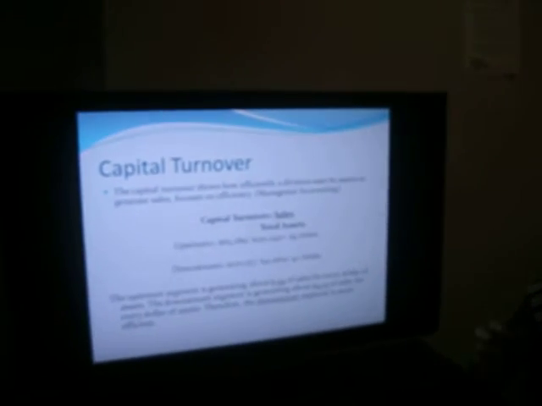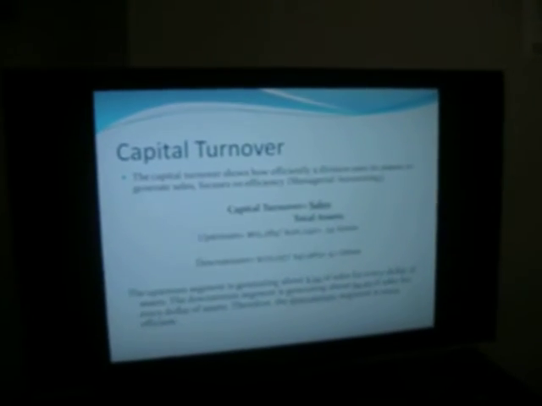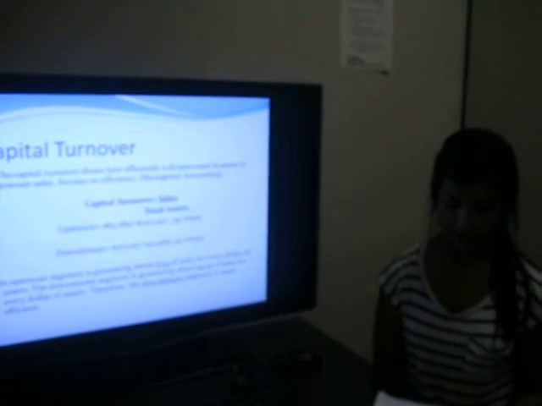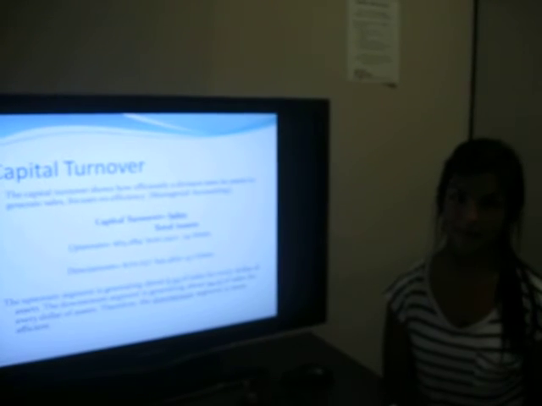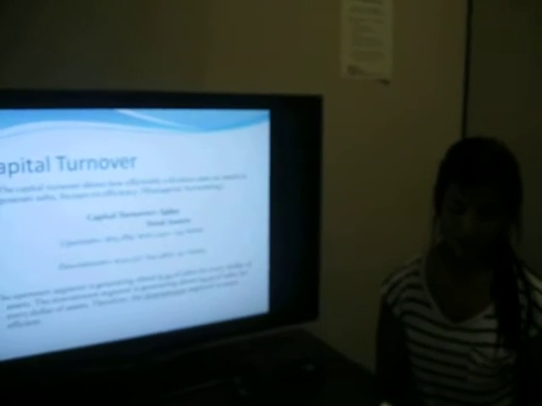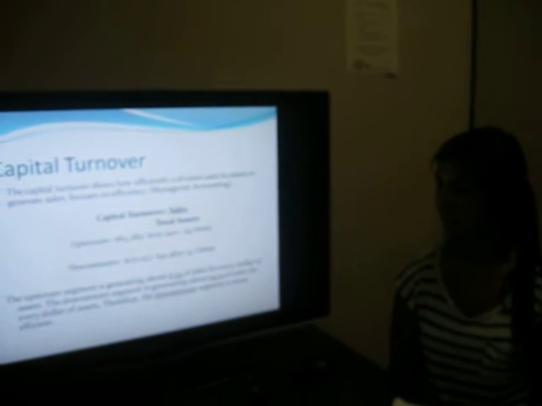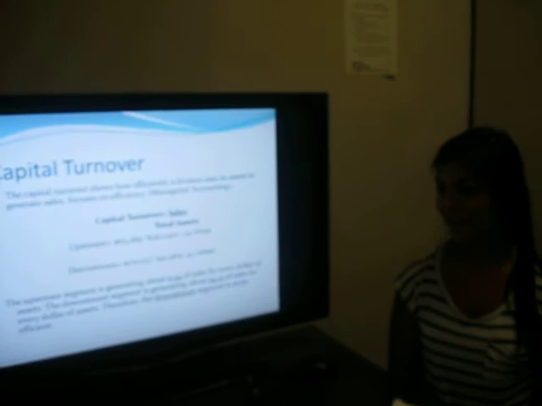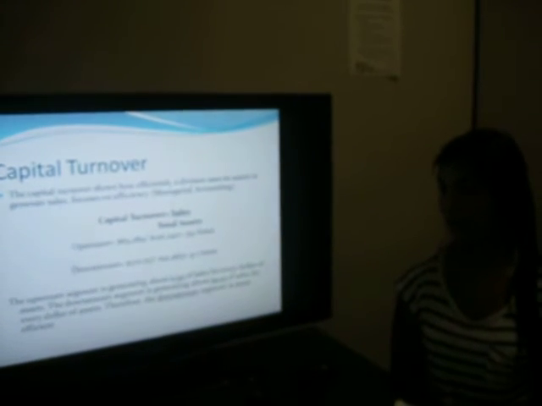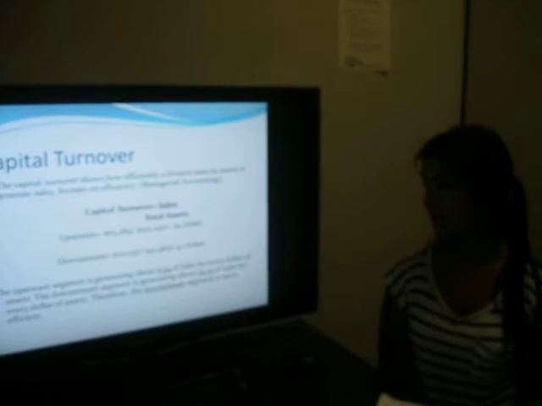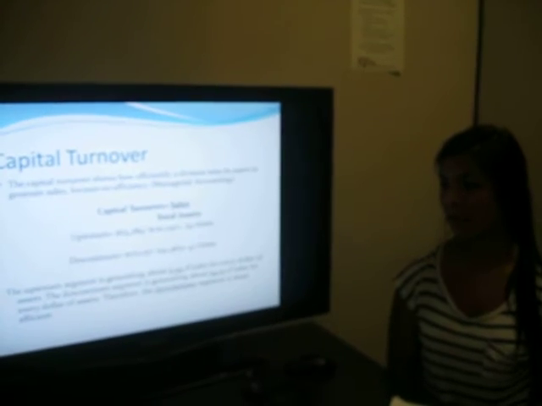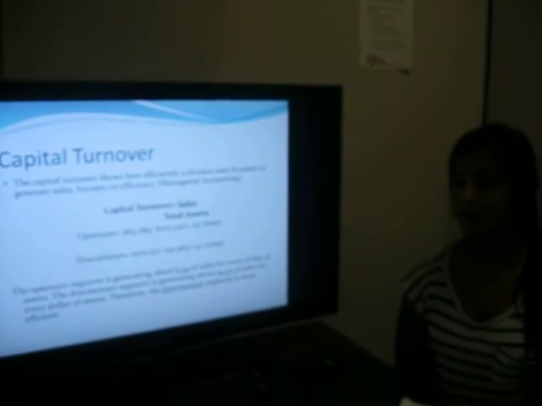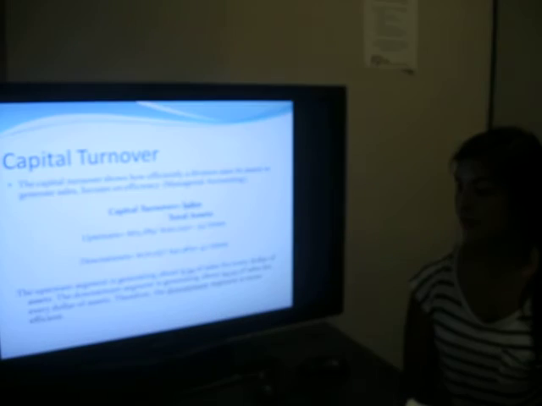Next, the capital turnover shows how efficiently a division uses its assets to generate sales, focusing on efficiency. To calculate this, it's sales over total assets. For the upstream, we got 0.45 times and downstream was 4.1 times. With this, the upstream segment is generating about 45 cents of sales for every dollar of assets, and the downstream segment is generating about $4.10 of sales for every dollar of assets. Therefore, the downstream segment is more efficient.